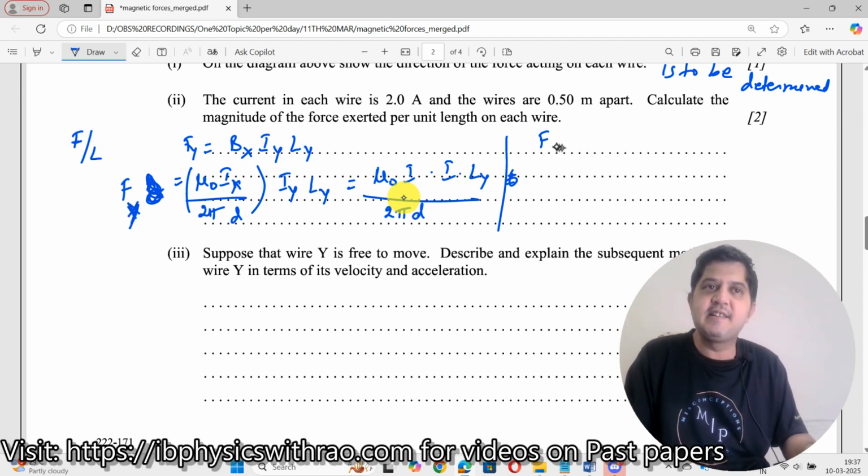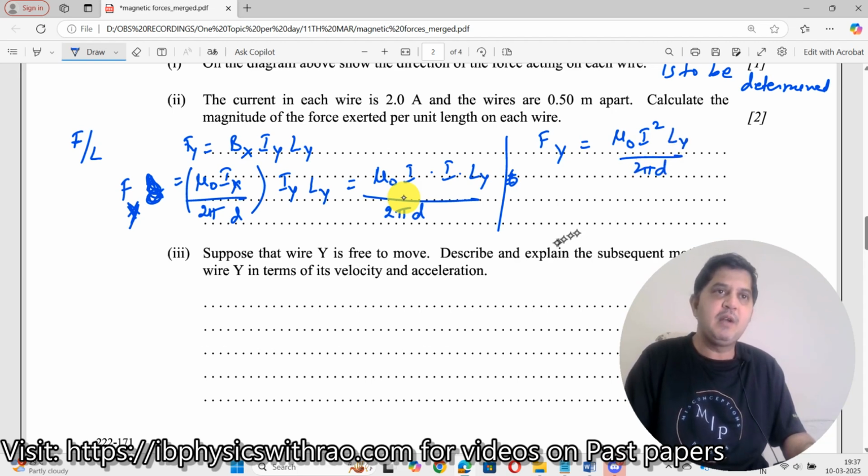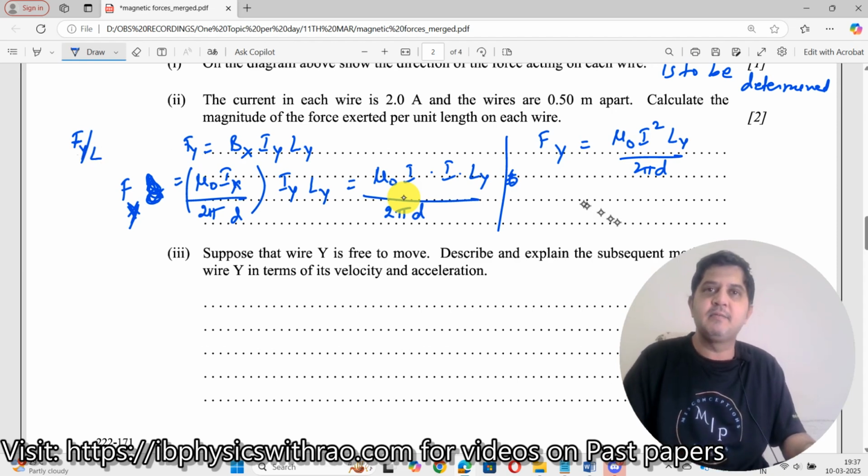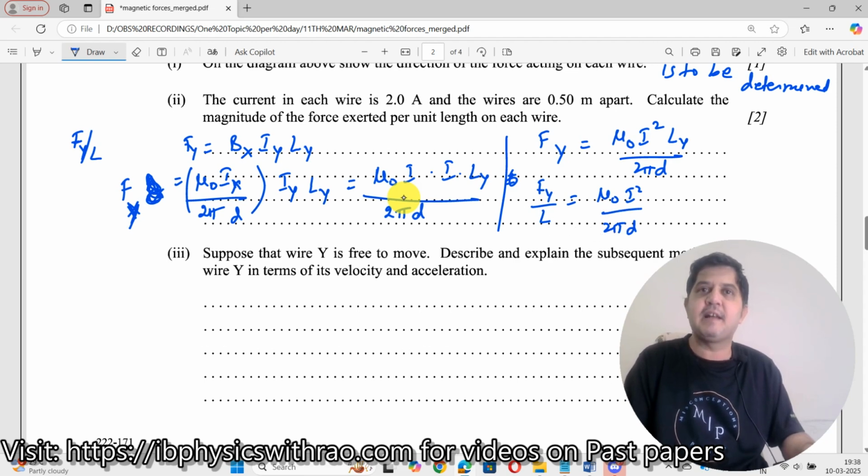And once again write this as Fy is equal to mu naught I square Ly divided by 2 pi d. Now what do I need? I need this Fy divided by L here. I will take Fy divided by L is equal to mu naught I square divided by 2 pi d. Now I have arrived at a formula over here.